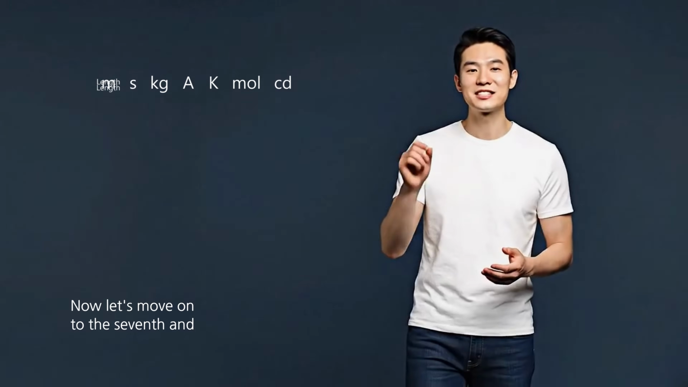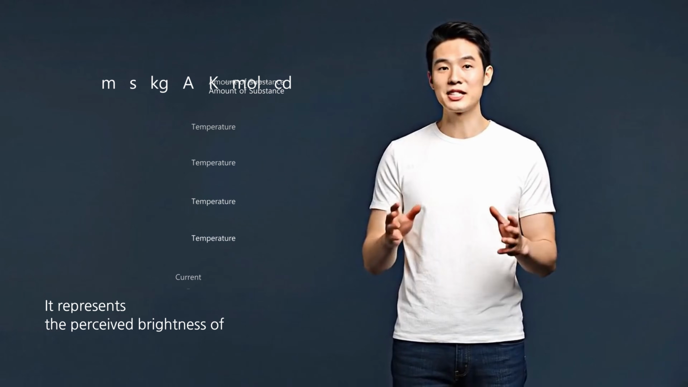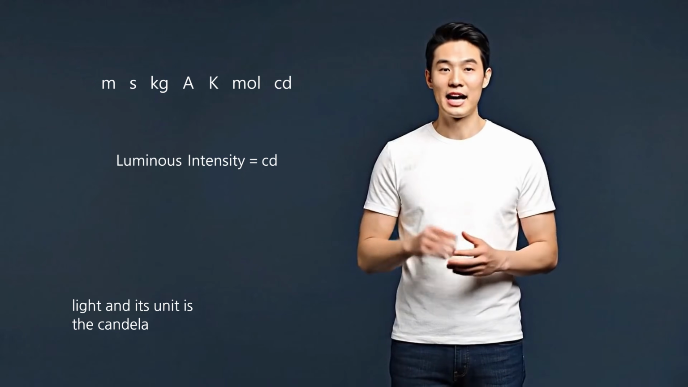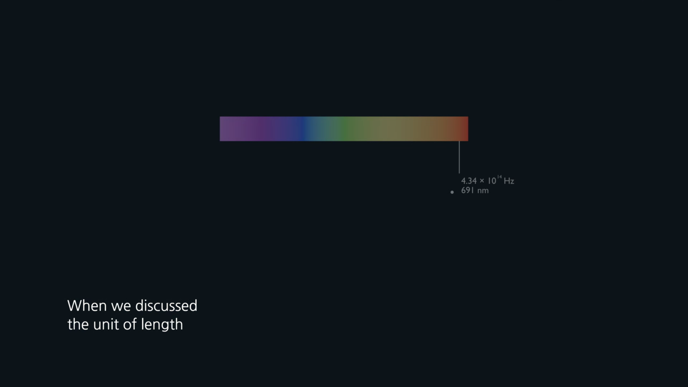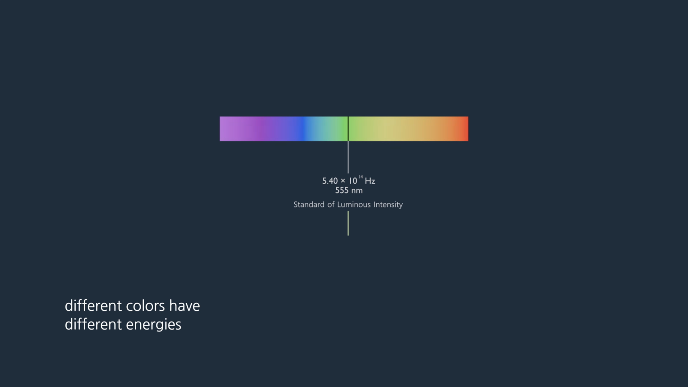Now let's move on to the seventh and final base quantity, luminous intensity. It represents the perceived brightness of light, and its unit is the candela. When we discussed the unit of length, we learned that the range of light visible to the human eye is called visible light, and that different colors have different energies.